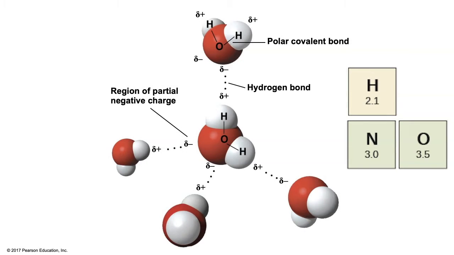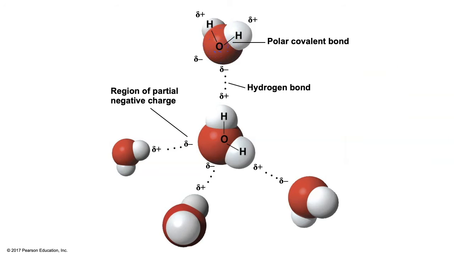Hydrogen bonds are a weak type of intermolecular bond in which the partially charged hydrogen atom of one polar molecule is attracted to the partially negative atom, usually oxygen or nitrogen, of another molecule. Water is special because of this polarity and the resulting hydrogen bonds. The hydrogen bonds are like an intermolecular glue that attracts the water molecules and holds them together.